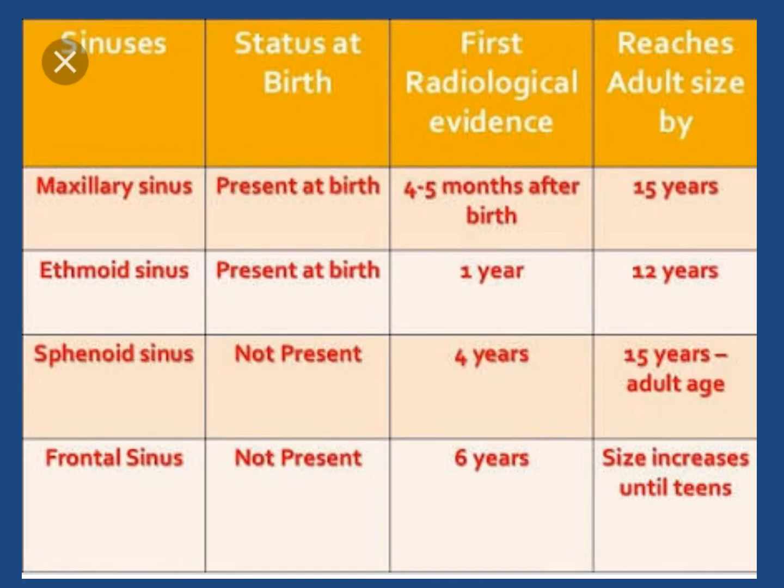This is a chart showing the status of various paranasal sinuses. As it can be seen here also, the maxillary sinus and the ethmoidal sinuses are the ones which are present at birth, and the others develop at a later stage. And we can see from here that all the sinuses reach their adult size by puberty.